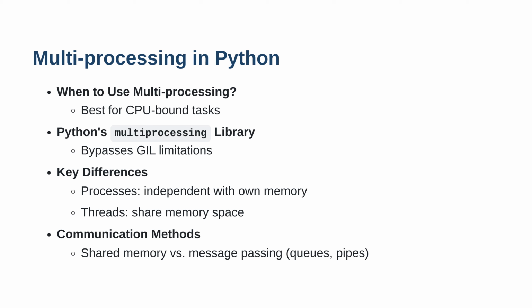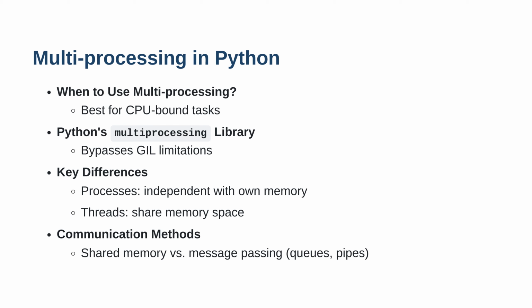Moving on to multiprocessing in Python, this approach is ideal for CPU-bound tasks. So when should you opt for multiprocessing instead of multi-threading? If your application is performing heavy computations that require significant CPU resources, multiprocessing is the way to go. Python's multiprocessing library allows you to create separate processes, each with its own Python interpreter and memory space, thus bypassing the GIL limitations. For instance, if you're processing large datasets or performing complex calculations, using multiple processes can drastically improve performance.